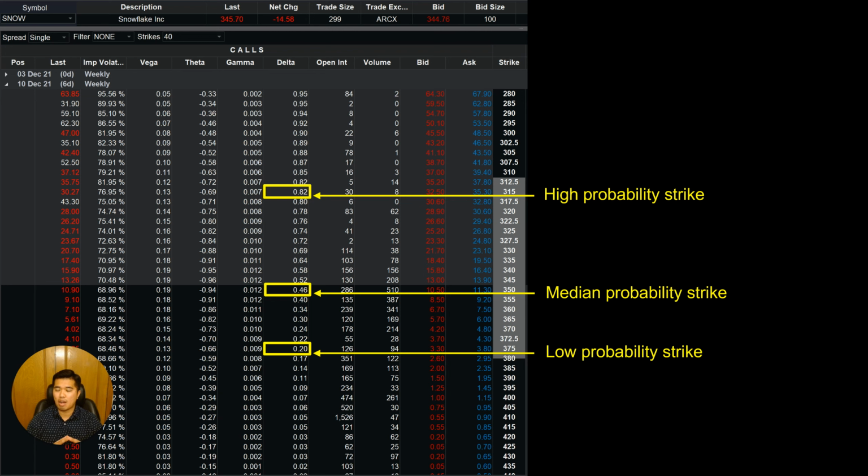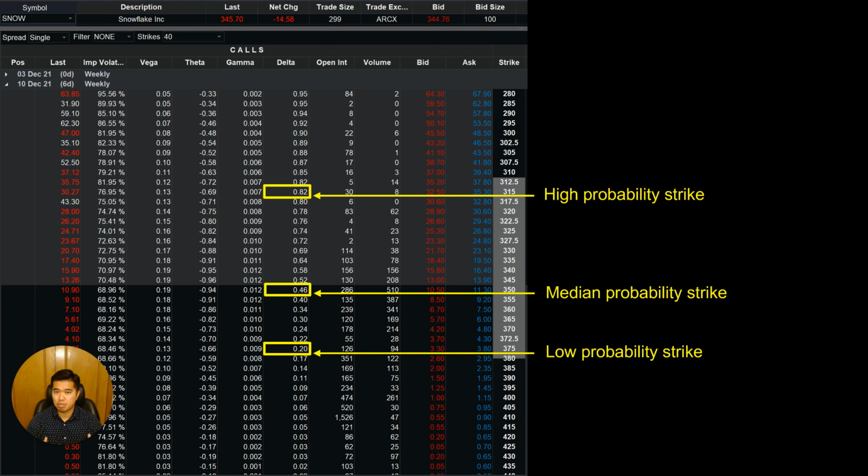Let's say we look at option expiry on December 10th, 2021. The predicted move for ticker SNO is ranging from $312 up to $380. If you go bullish on SNO and you purchase the $315 call, the premium is higher, but your delta is higher as well. The delta for the $315 call is 0.82, meaning you have an 82% chance of winning, meaning by Friday or by December 10th, the price of SNO will most likely stay above the $315 strike. So that is a high probability strike.